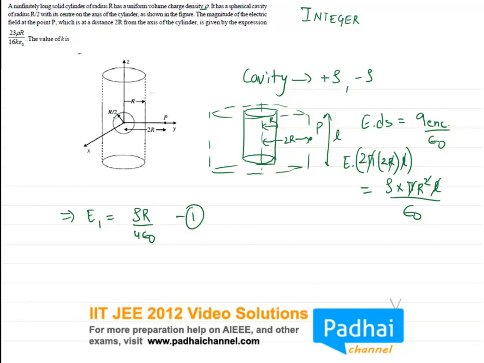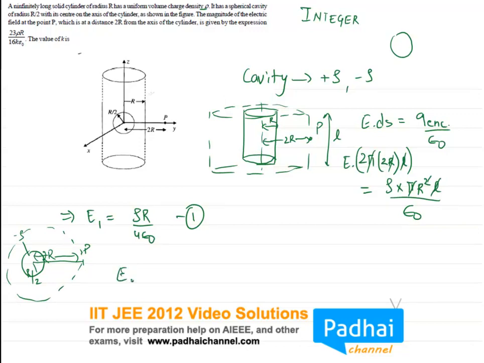Now let us see the electric field due to this cavity, which is filled by minus rho charge. This is the cavity, or let us draw it over here. This is the cavity, and we have to calculate the electric field due to it. This is having a charge density minus rho, and its radius is r by 2, and we have to calculate the electric field at a distance 2r from it, right? So again we can use Gauss's law. So again we draw a Gaussian surface.